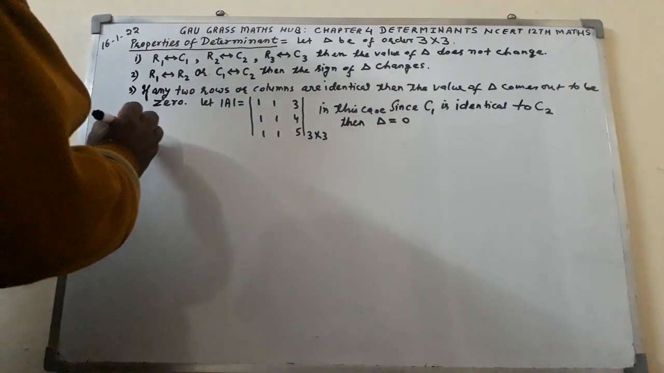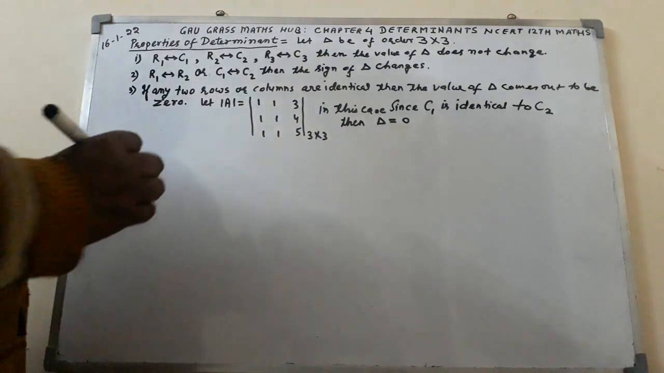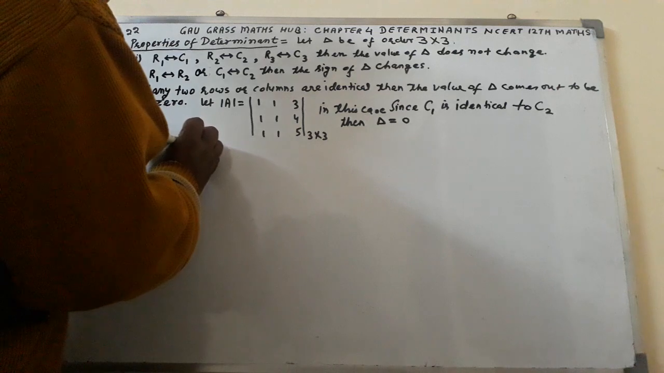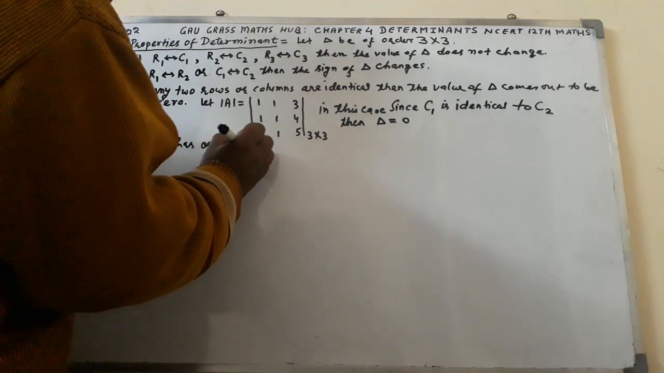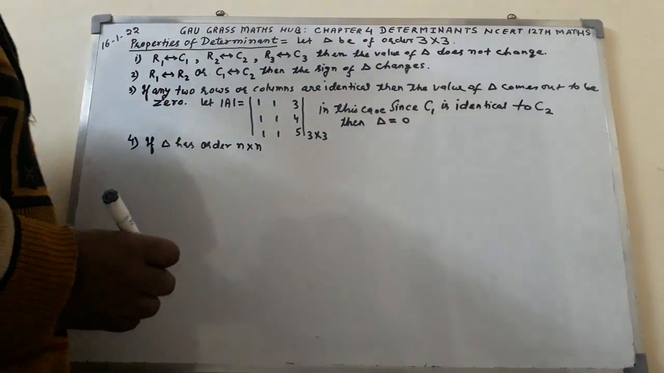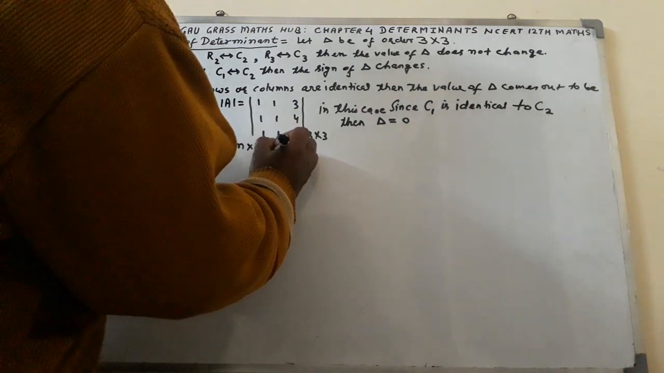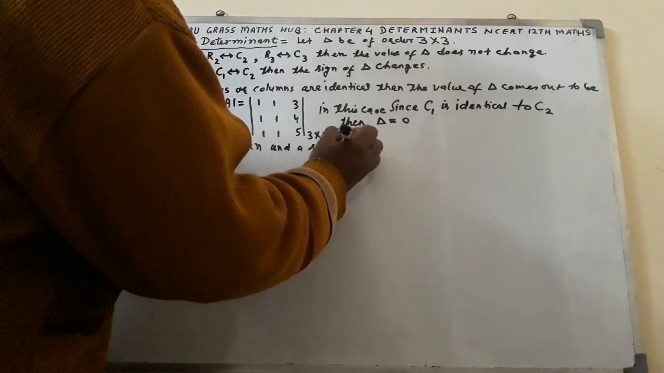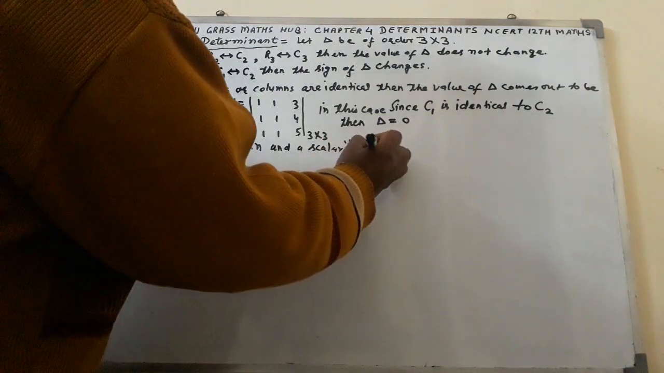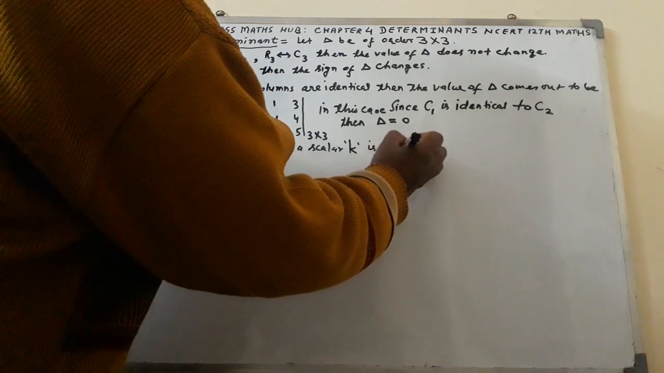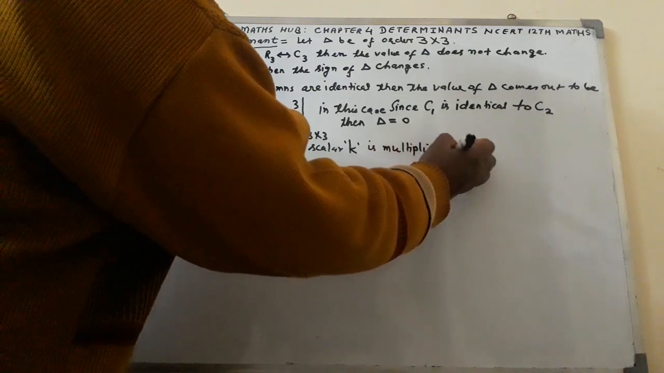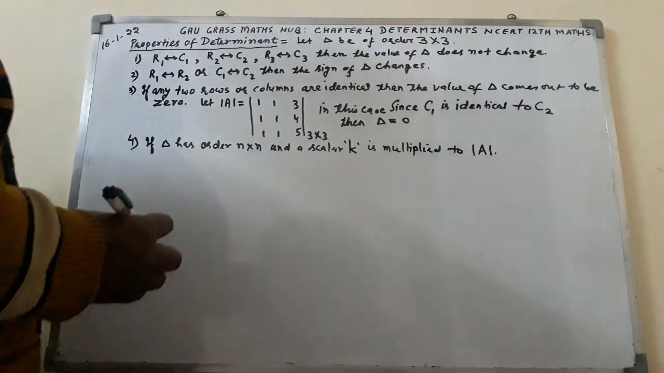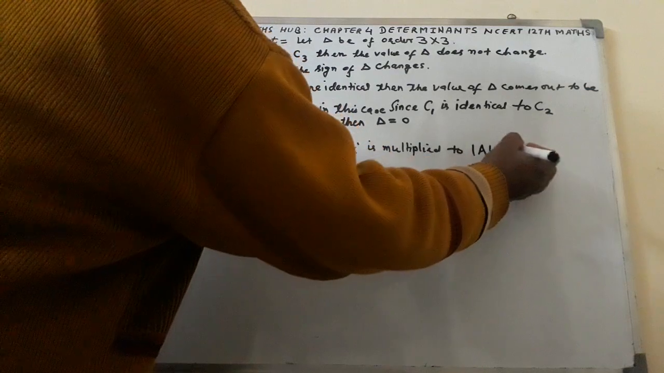Now the fourth property. If a determinant has order n cross n, and a scalar k is multiplied to determinant A, then we have the formula.